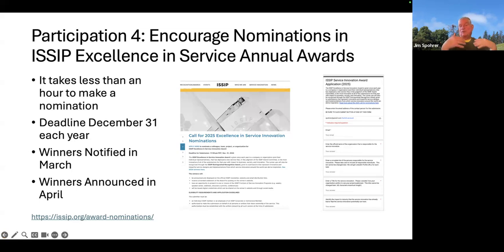If your organization, if your company, we've had people working at museums and other nonprofits, other startups submit their service innovation. It's quite straightforward to fill out the nomination form. Winners are notified in March, and winners are announced in April. And there's runner-ups as well that get digital certifications.